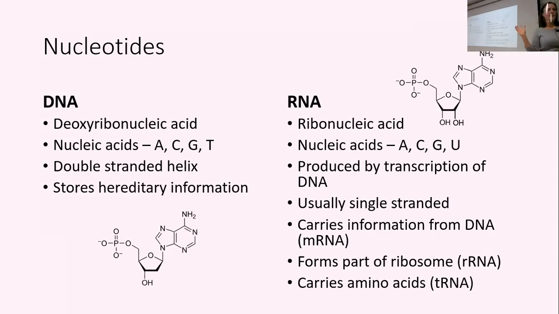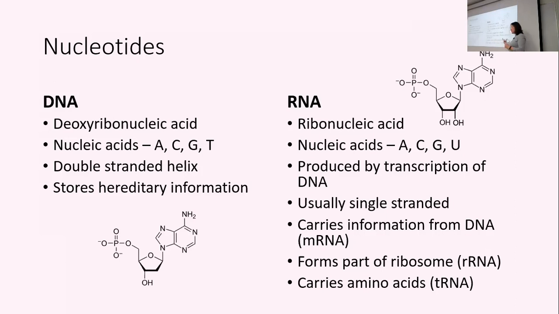We'll talk about this in more detail later, but basically, just kind of at this nice superficial level, all we're worried about right now, RNA can carry information from the DNA, right, to different places. And that's called mRNA, which just means messenger RNA. So RNA can serve as a messenger, carrying information from DNA to other parts of the cell.